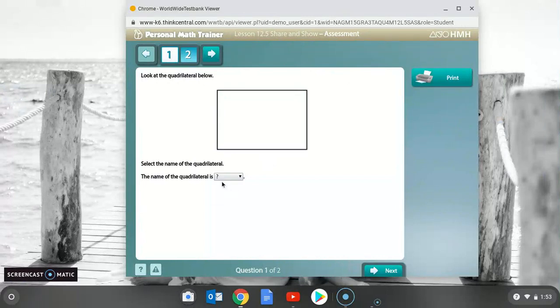This is a quadrilateral. It has 4 sides. What would be the best name to call this? A rhombus, a square, or a rectangle? So let's think about it. Does this shape have 4 equal sides? Because if it does not have 4 equal sides, it's not a square and it's not a rhombus. So therefore, it has to be a rectangle.